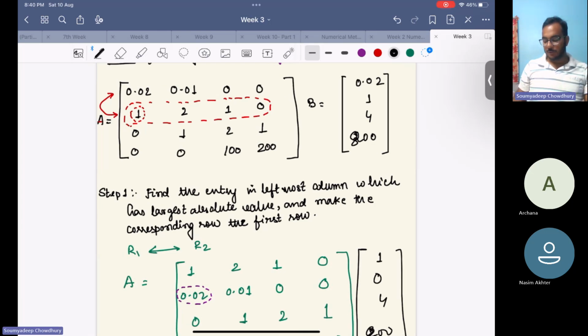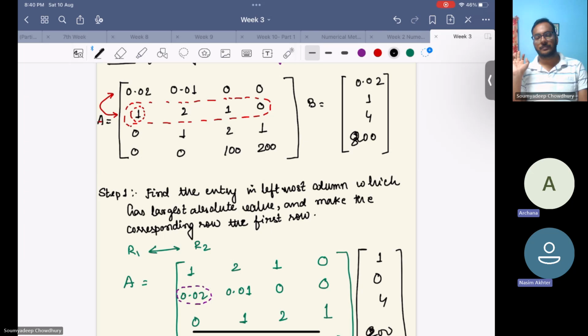So for that, the first step is, since you are at the first step, you have to find the entry in the first column which has the highest absolute value, and make the row corresponding to that element the first row in the first step. Is it clear?